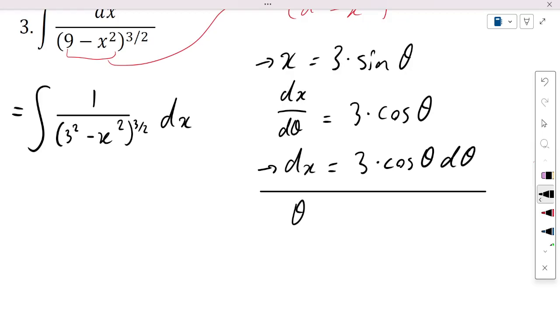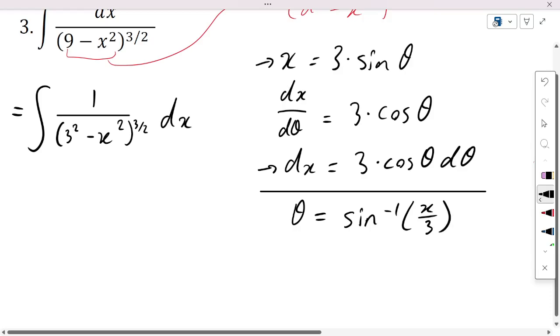So I'm just going to go fast over here, and this is going to be equal to arc sine of x divided by 3. So that's what theta is equal to. You can also do it by yourself if you want to. That's how you make theta the subject of the formula over here. Okay, so now that we have theta, and it's an indefinite integral, we can just start with the integral now. Okay, we can start substituting.